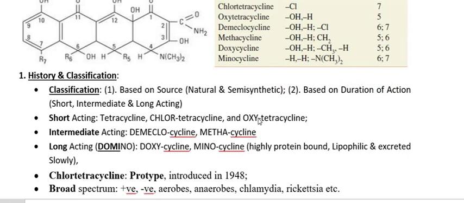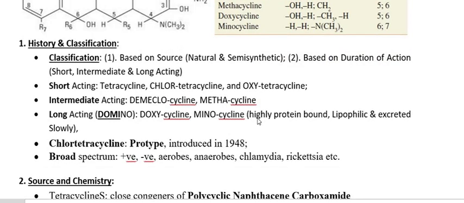Now we have to shift to the history and classification. This is the first point. We classify the tetracycline group on the basis of the source from which the antibiotic is isolated, and on the basis of the duration of action, how much time the drug is going to act. First we classify the drug based upon the source from which it has been isolated. Based upon the source, tetracyclines are divided into two types: one is natural, another is semi-synthetic.